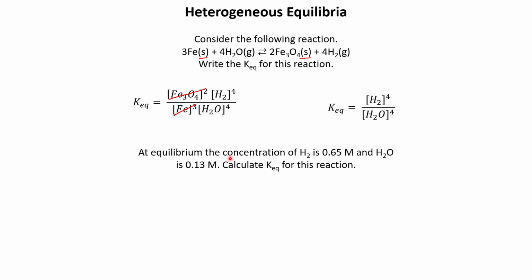At equilibrium, the concentration of hydrogen is 0.65 molar and water is 0.13. We need to calculate the KEQ for this equation. Taking our simplified expression, plugging in our numbers, raising everything to the fourth power, we get a KEQ of 625. Let's do one more example where we're dealing with pressures.